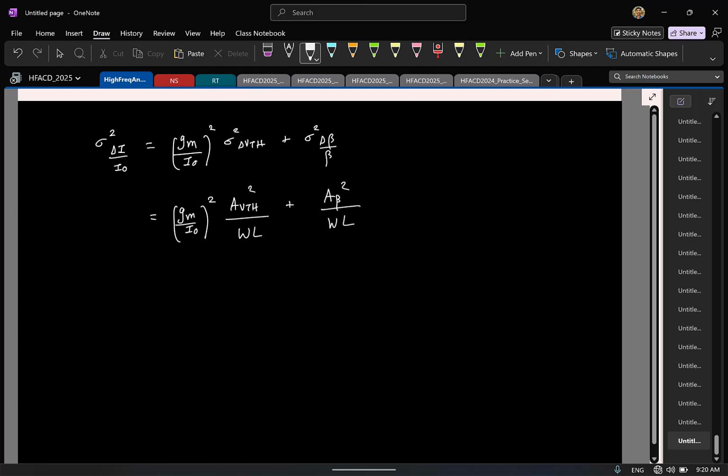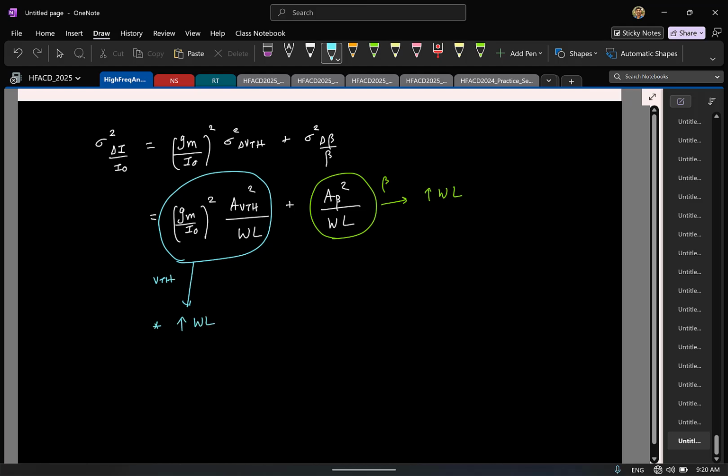Now tell me, if you want to reduce the effect of the beta mismatch, what is the solution? The only solution is to go and increase the area. There is no other knob to play with. This is the term corresponding to the VTH mismatch. Here, of course, to reduce the mismatch you can increase the area. What is the other knob you have? Gm by I naught should be lower or higher? Lower.